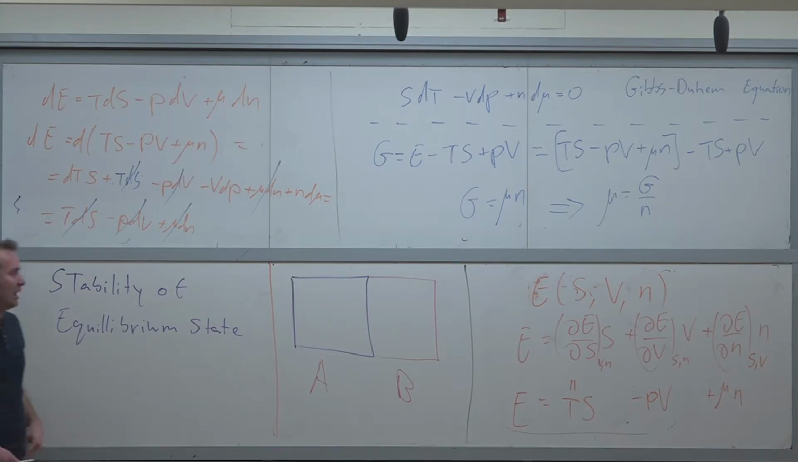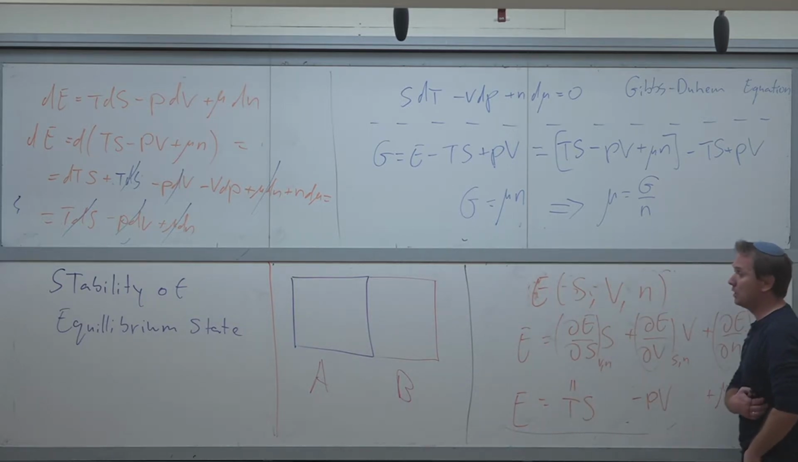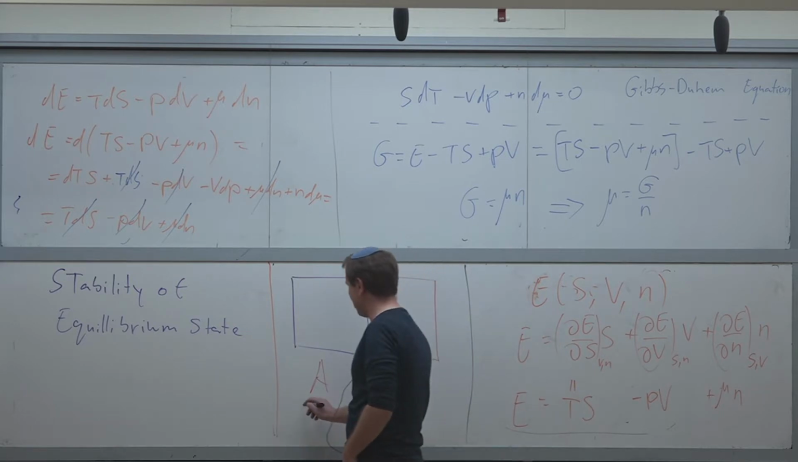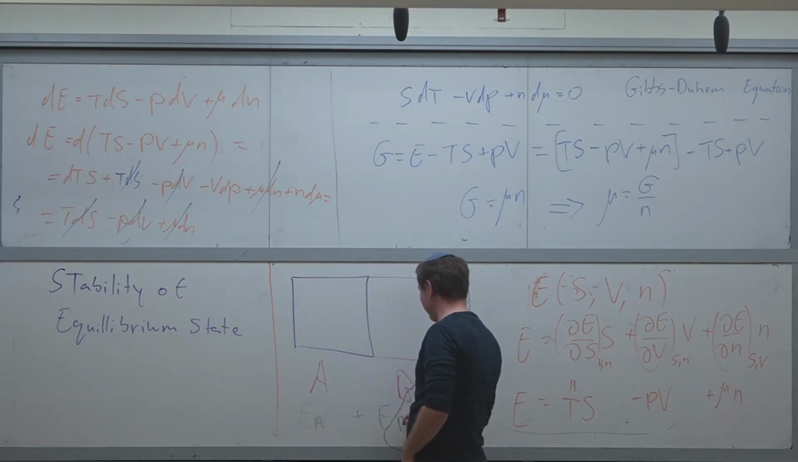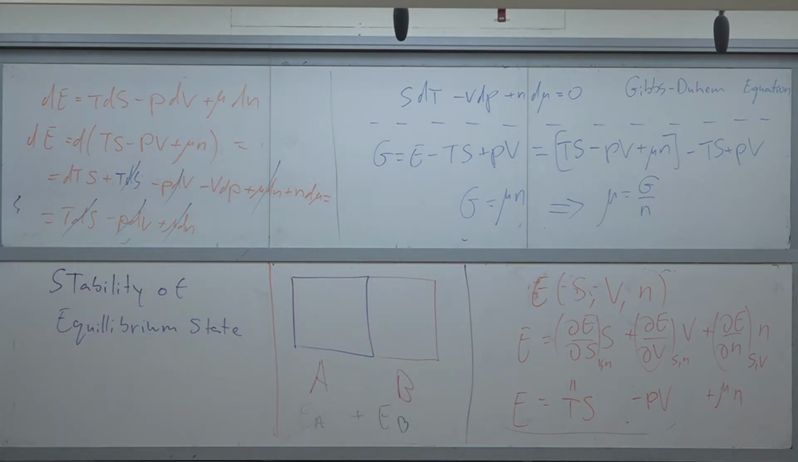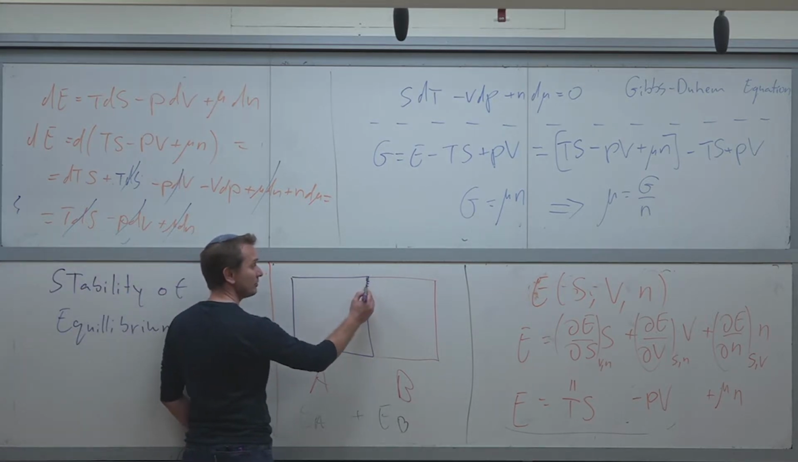So first of all, I'm assuming that the energy of these two systems is the energy of A plus the energy of B. Now this already is a strong assumption. Why is it a strong assumption? Because there's this borderline over here.